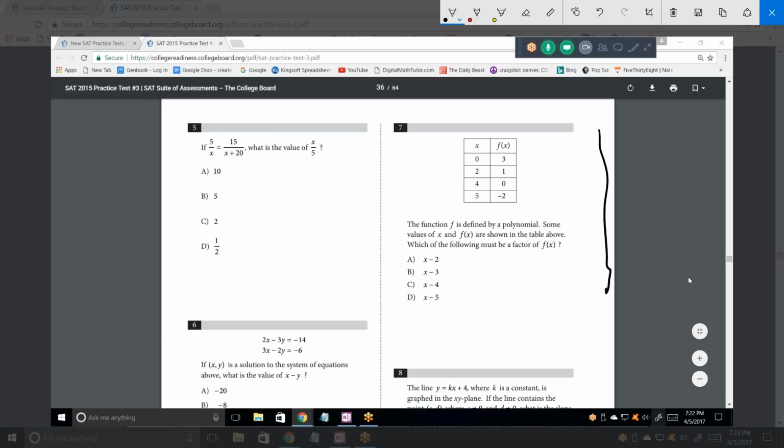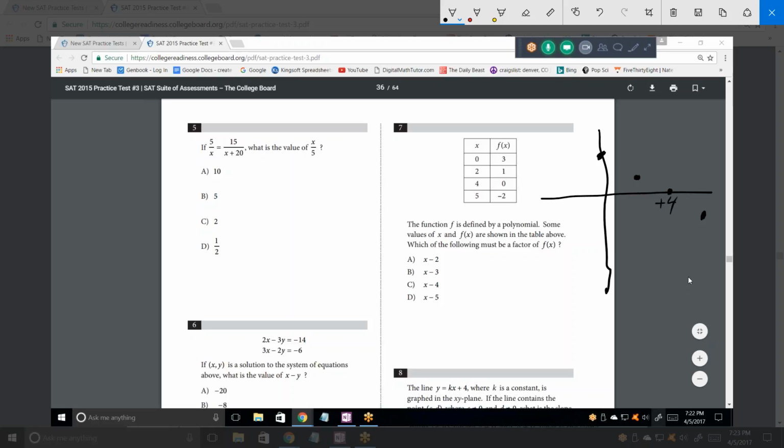Well, I'm going to show you what I did, and I'll bet you get it halfway through. Okay? I'm going to plot some points. There's the first point: x is 2, y is 1. There's the second point. When x is 4, y is 0. And when x is 5, y is minus 2. What are they asking for? They're asking for a factor, right?